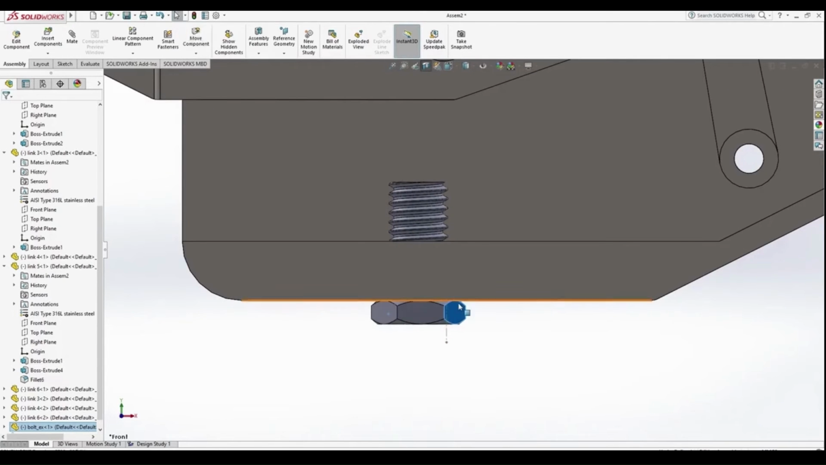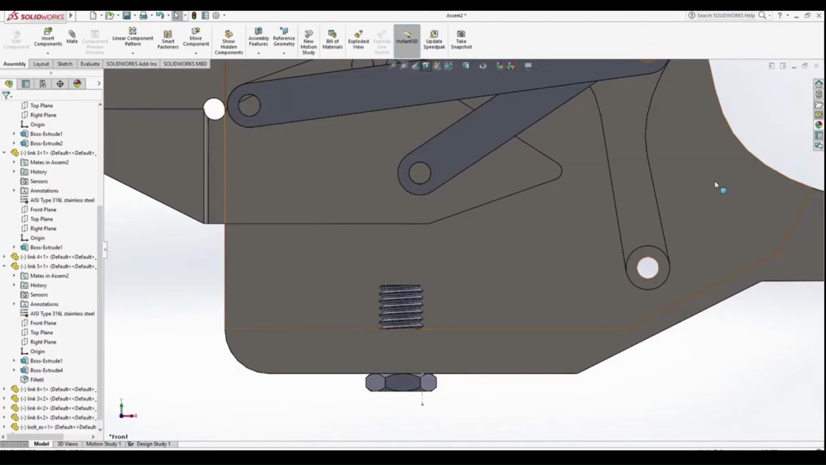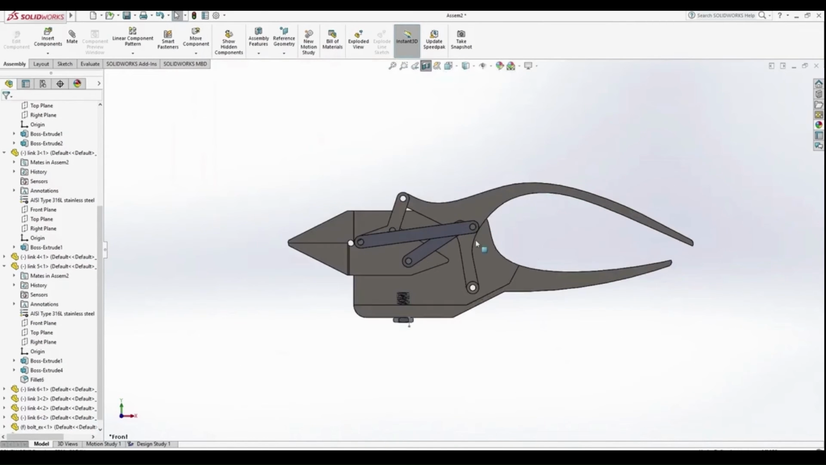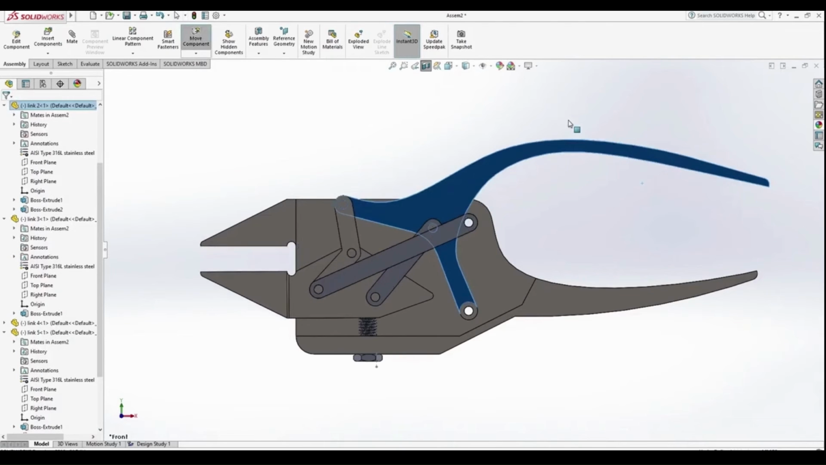Now we will be seeing how the screw alters the jaw opening range. When we tighten the screw, it reduces the maximum jaw opening. Once we loosen it, the joint changes, attaining its maximum opening. And let us see how it works.